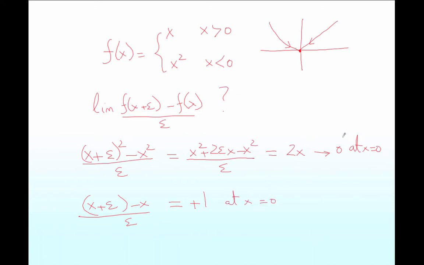So, coming in from the left, we get 0. Coming in from the right, we get plus 1. Hence, this function is not differentiable at the point x equals 0. Of course, it is differentiable at other points. It is differentiable here, or it is differentiable here, but not at this point, even though it is continuous over there.